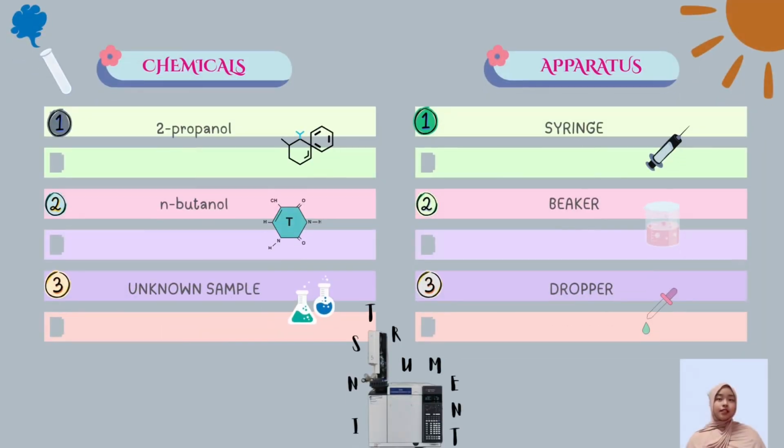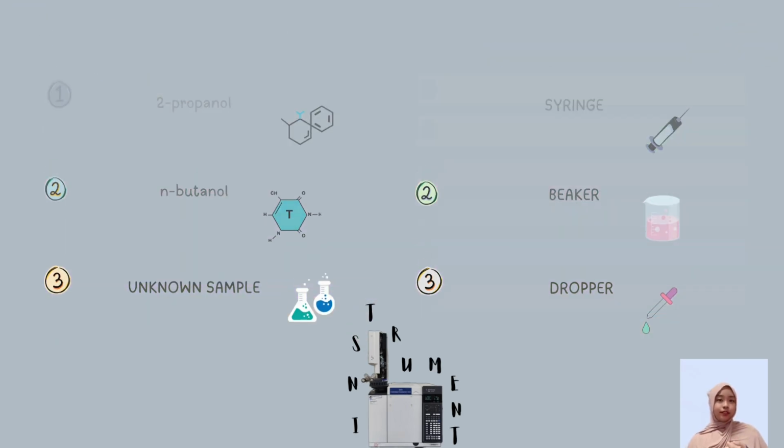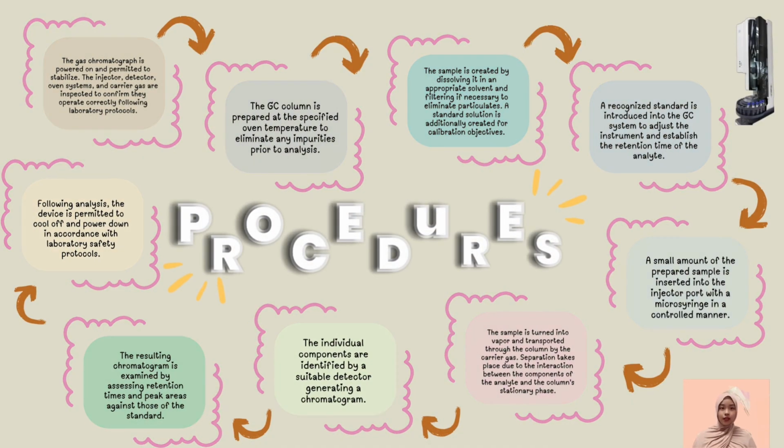So the next slide is showing the chemicals and apparatus. The chemicals used in this experiment are propanol, N-butanol and also an unknown sample, while the apparatus used in this experiment are syringe, beaker and also dropper. Next, we move to the next slide, which is procedure. We have 9 procedures here.